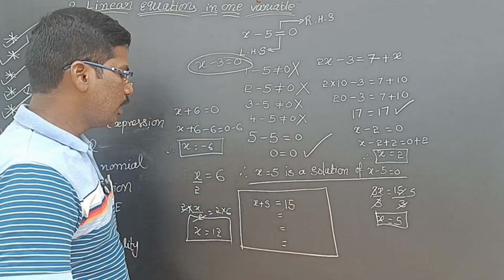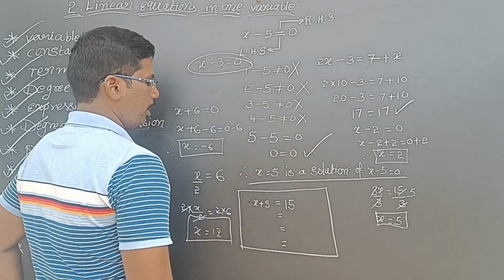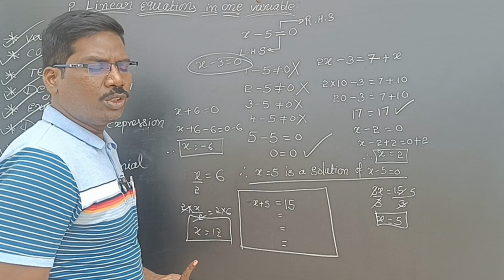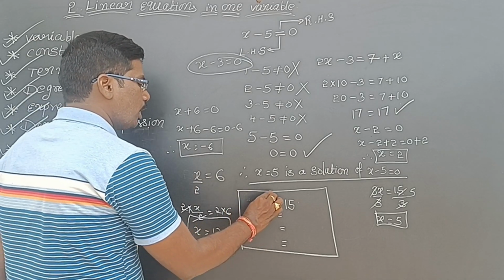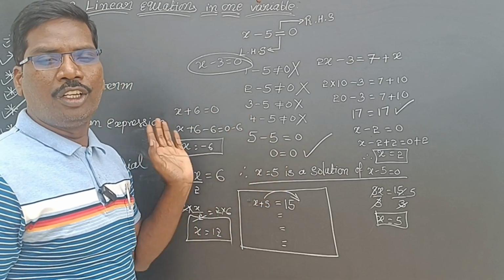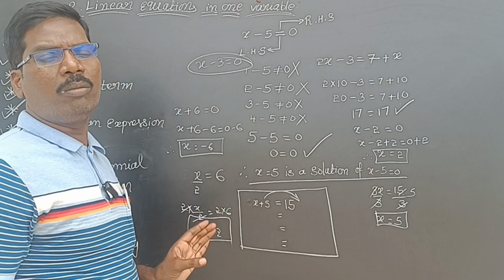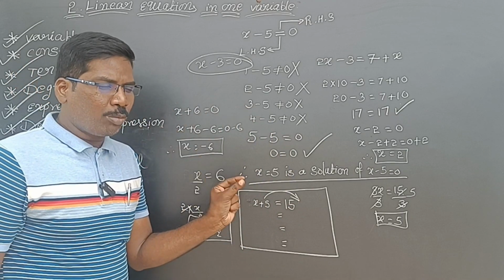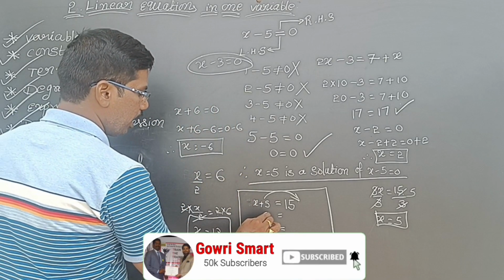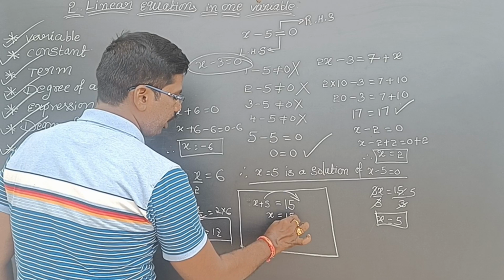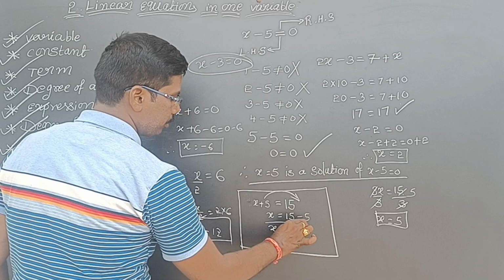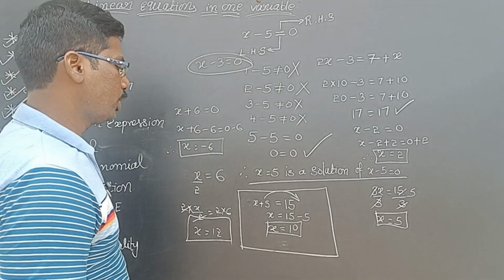Now see here, x plus 5 is equal to 15. I want x. So without these four fundamental operations, how can I do it? This plus 5, transport to this side, then it will become minus 5. So a plus term brought to the other side will become a negative term. Now I can write x is equal to 15 minus 5. So x is equal to 10. I got the answer by transposing.